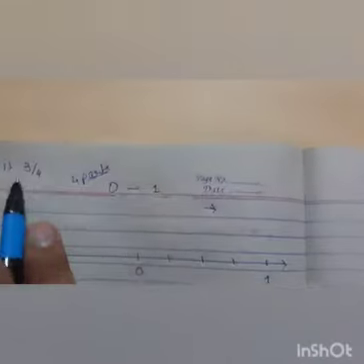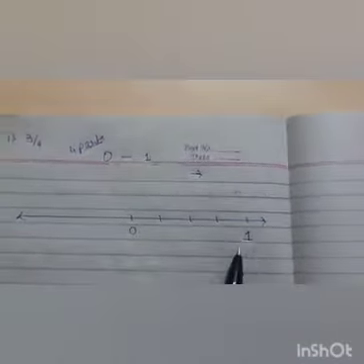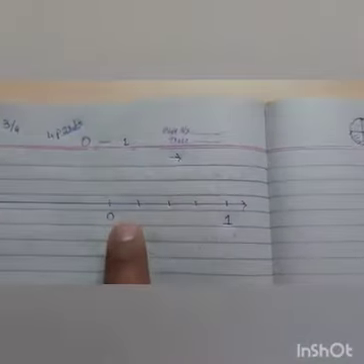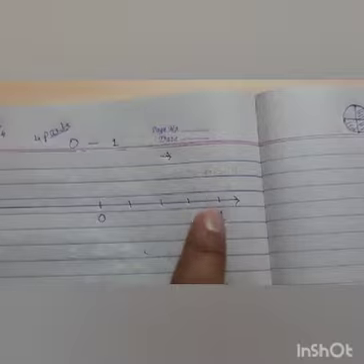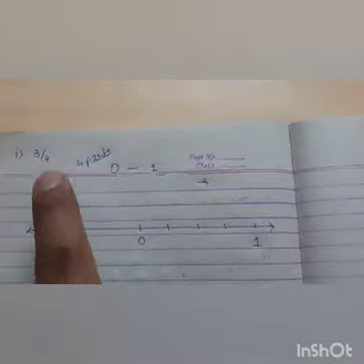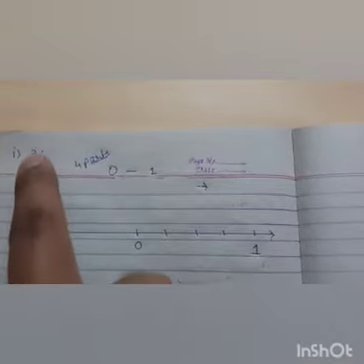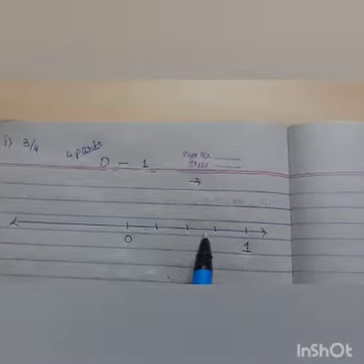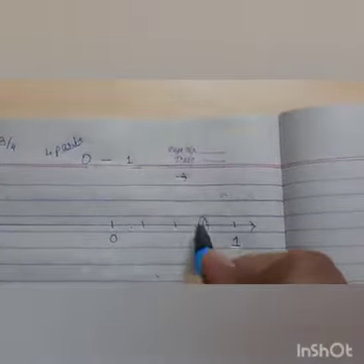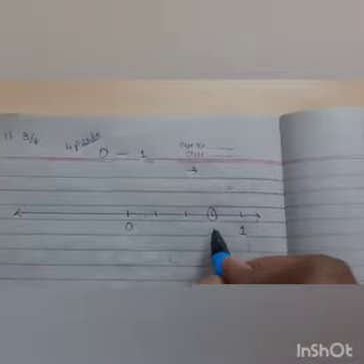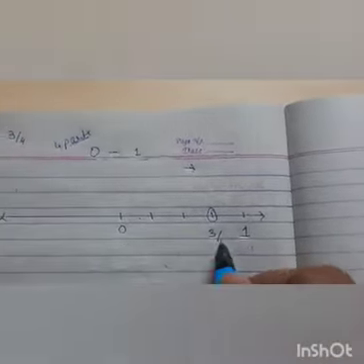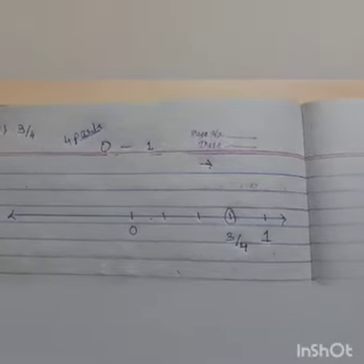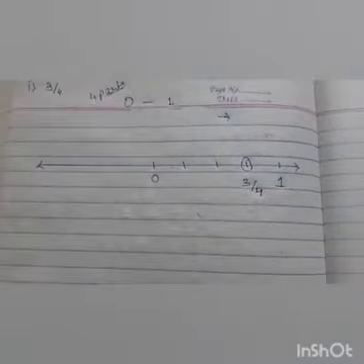Similarly, this 3 by 4 needs to be represented on the number line. Now the denominator is 4, that means 4 parts. First part, second part, third part and fourth part. Now you need to represent, out of these 4, the fractional form of 3 by 4. So this is your first part, second part and third part. This will be your required fraction which you need to represent, that is 3 upon 4. This is your answer. Either you can solve it this way or there is one more way.